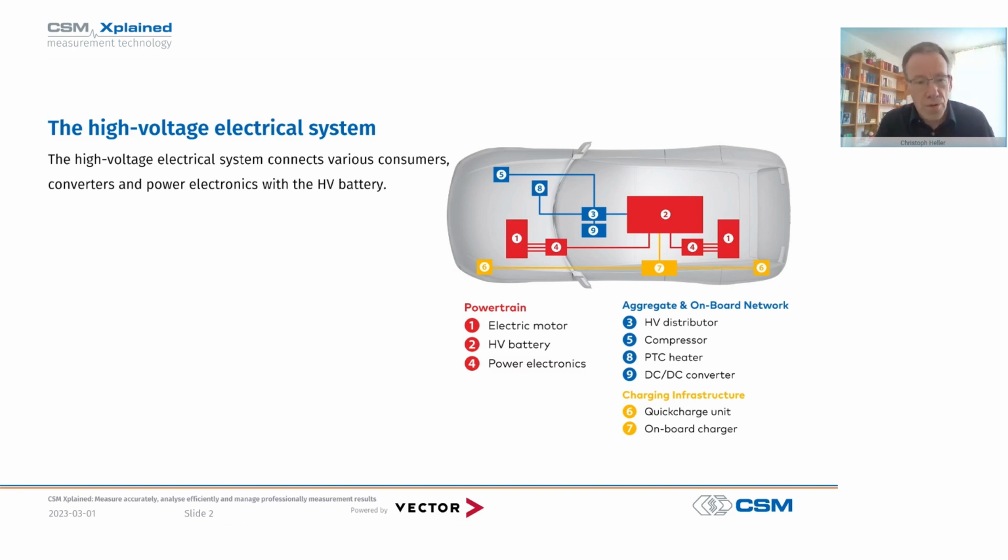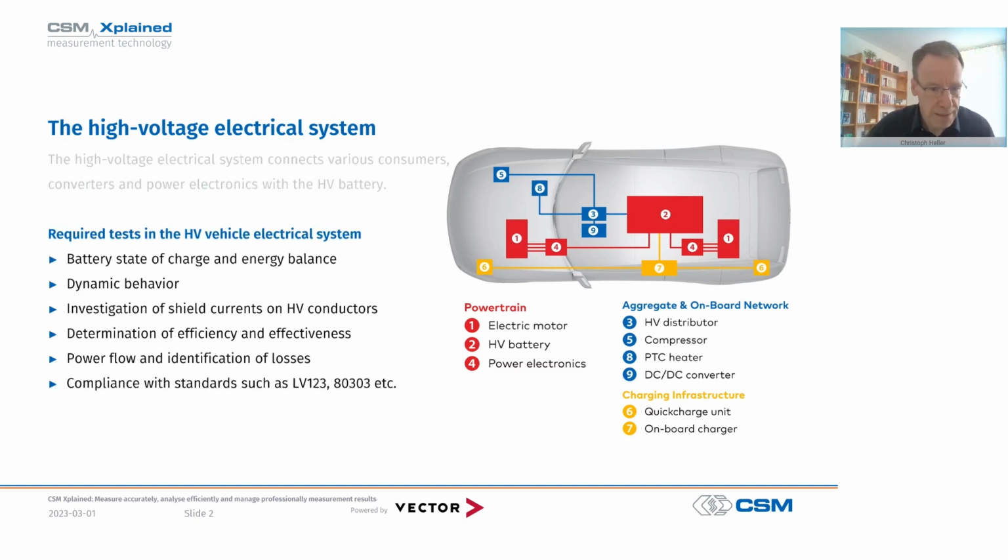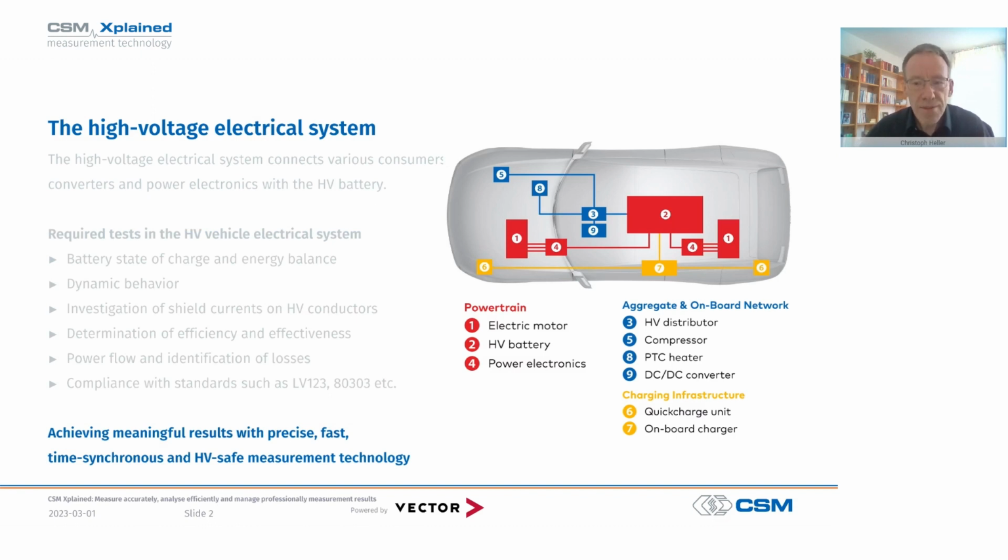In order to get the overview of the high voltage electrical network, you have to do a lot of testing. A lot of testing and measurements. For instance, you have to control the battery. You have to control the power flow. You have to do measurements in the inverter and so on. So a lot of measurements. And for this, you need a precise, fast, time synchronous and high voltage safe measurement technology. Specific focus we will have here on the powertrain area. The core powertrain with the battery, the inverters, and the e-engine, the electrical engines.